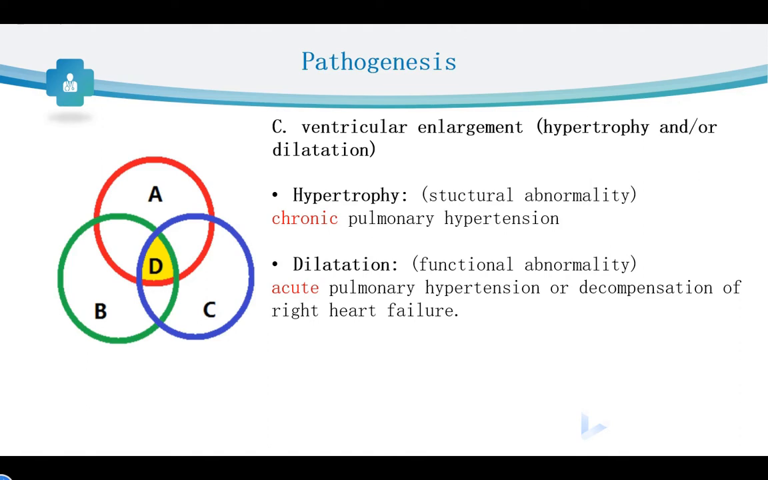That's the pathogenesis of cor pulmonale. Firstly, there is a primary pulmonary or thoracic disease. Next, this disease can induce pulmonary hypertension. And finally, this hypertension can induce ventricular enlargement of the right heart.